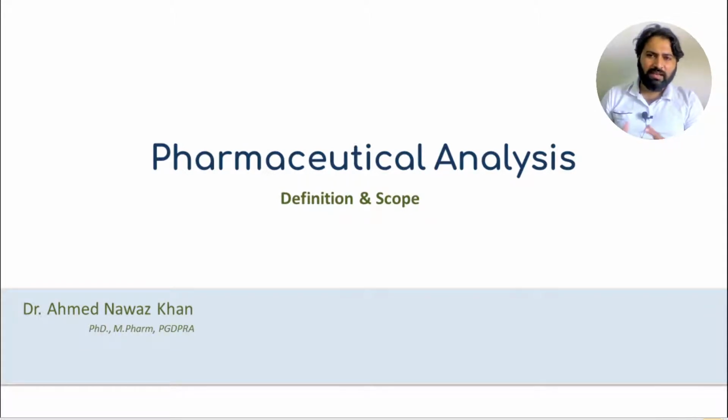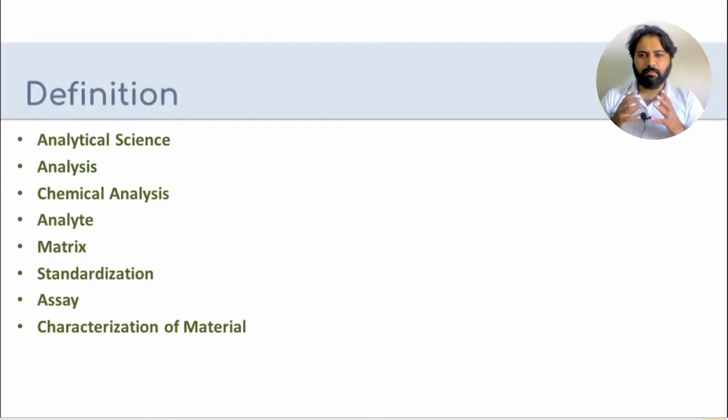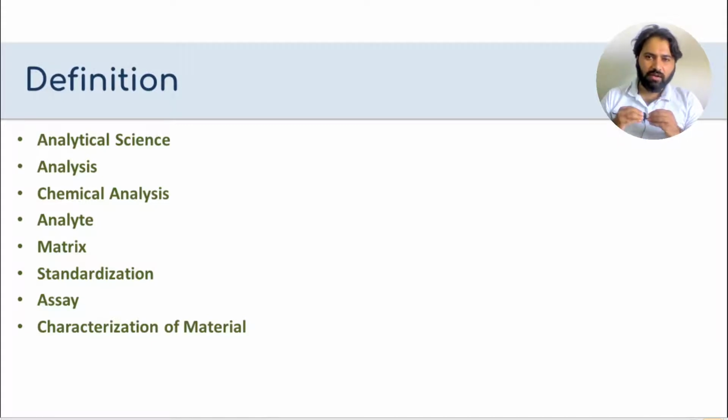So now let's move to the definitions, some very important definitions related to pharmaceutical analysis. The first is analytical science. Analytical science is a science that deals with the identification and quantification of the components of a material system. It involves the identification as well as the quantification of the compounds or components.